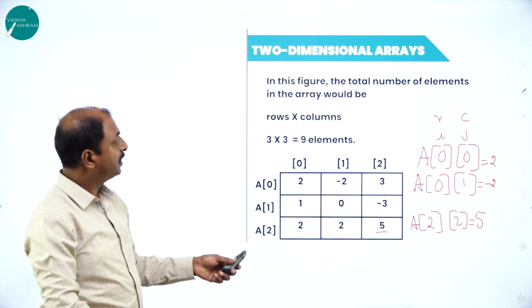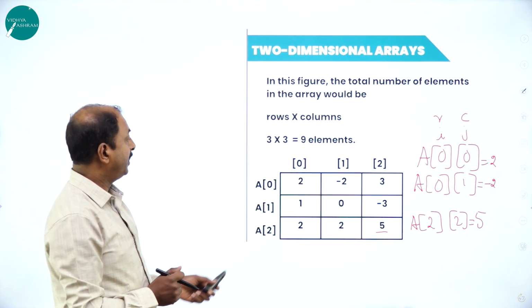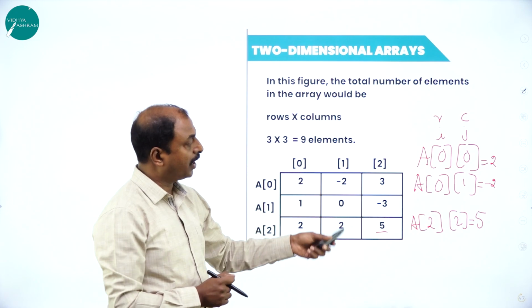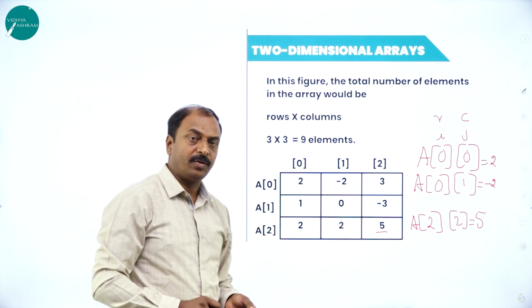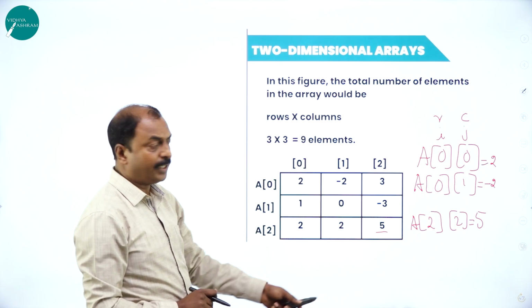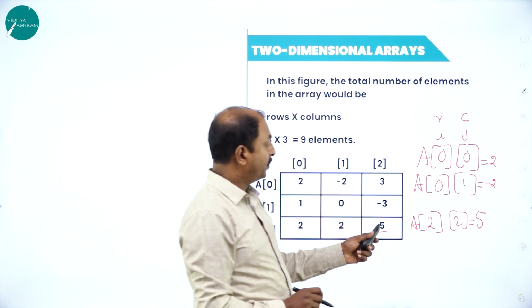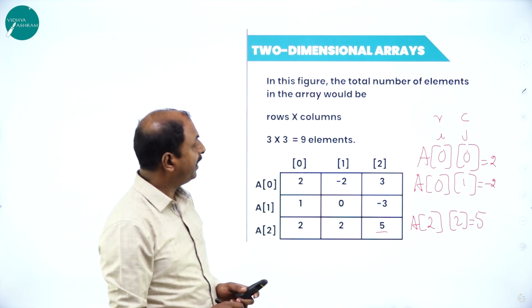So this is how we logically represent a two-dimensional array with its number of rows and number of columns. And the size of an array will be the number of rows into the number of columns. In this example, 3 into 3, 9. So the size of the array is 9, and we can store 9 elements.